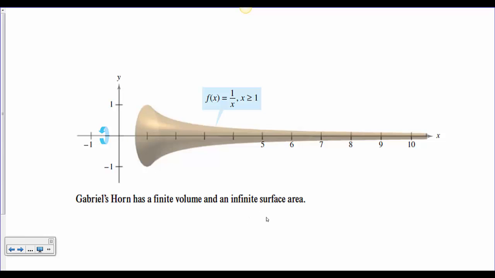When you evaluate that improper integral, it's actually going to diverge. So it's kind of interesting that this infinite horn has a finite volume and yet an infinite surface area.